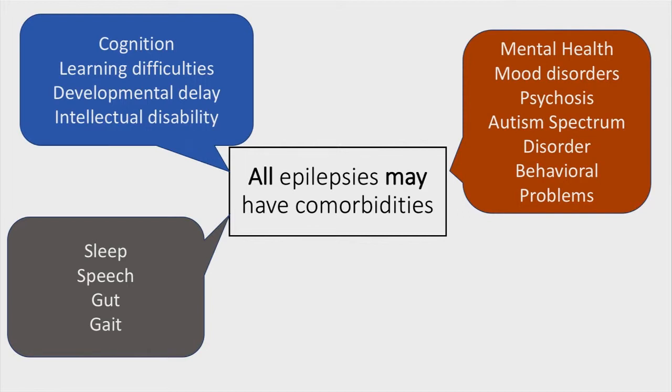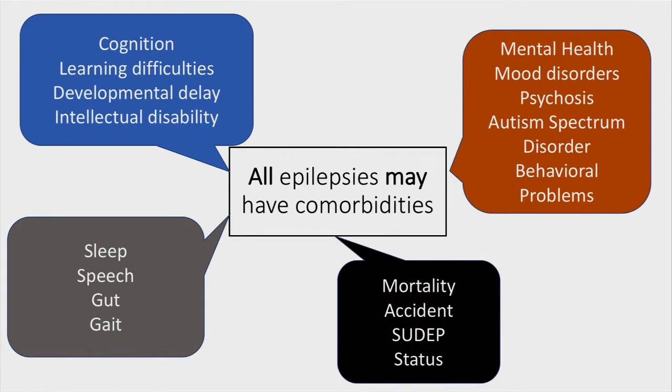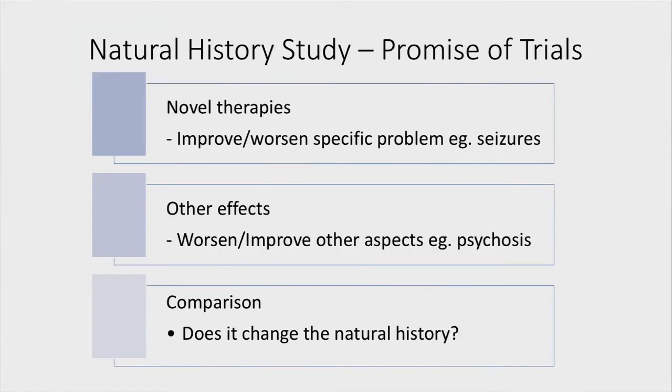I think there's a huge amount we need to do around speech, around gait. And we're looking at gait in Dravet syndrome and trying to think about trials there. About gut problems. People haven't really begun to deal with that at all. And I've touched on the mortality issues around these diseases.